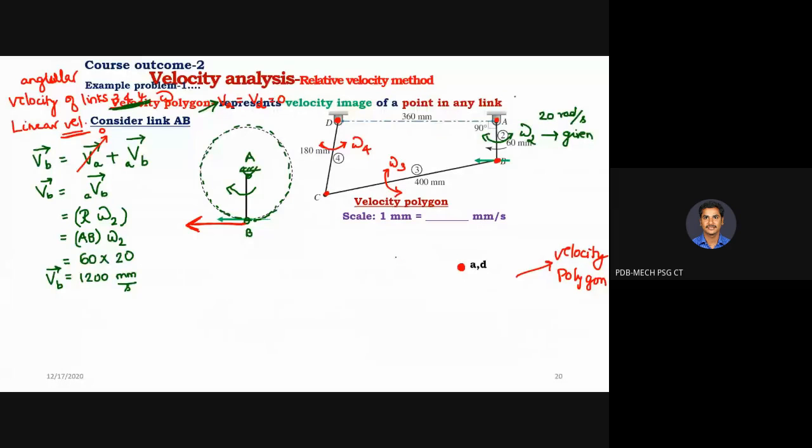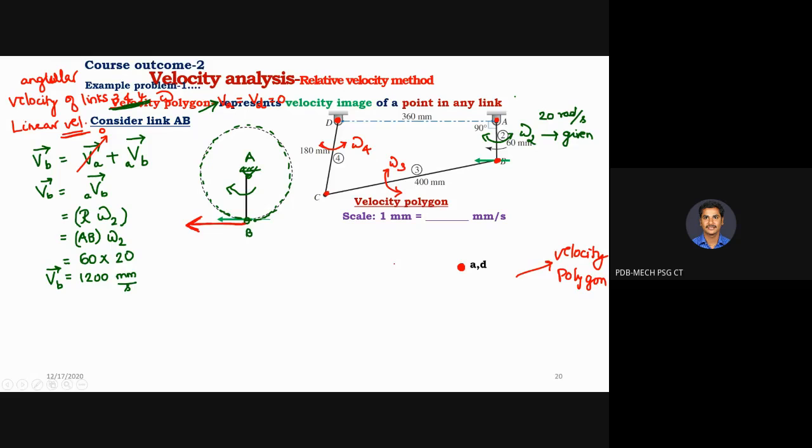Now I am going to draw the velocity of point B. I know the velocity of points A and D from the problem itself, because those are fixed points, so the velocity is zero. How do we draw the velocity of point B? We are drawing a velocity polygon. It is a velocity vector in the vector approach.